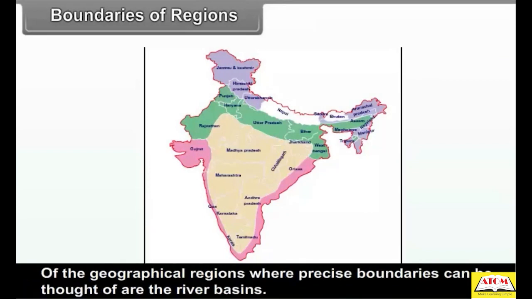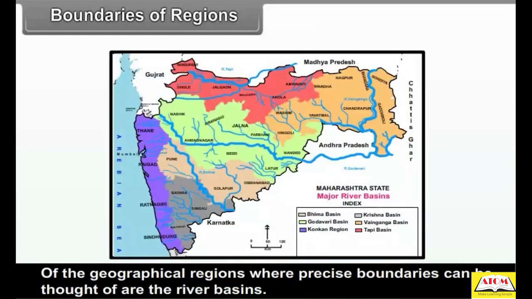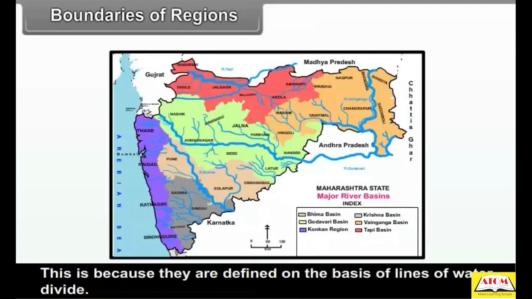Of the geographical regions where precise boundaries can be thought of are the river basins. This is because they are defined on the basis of lines of water divide.